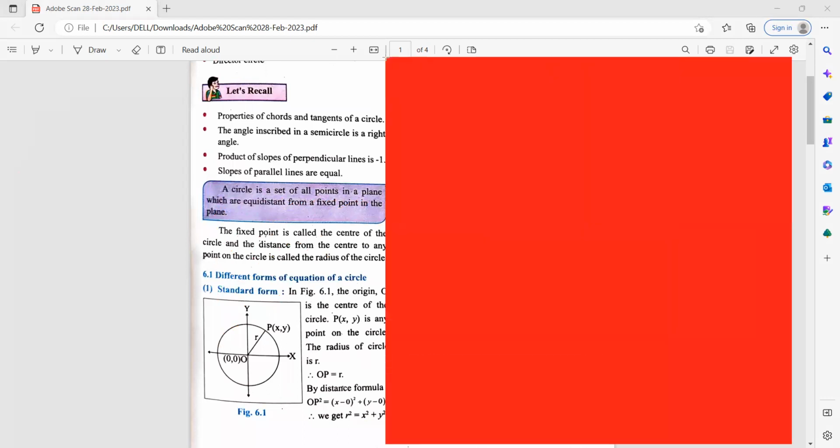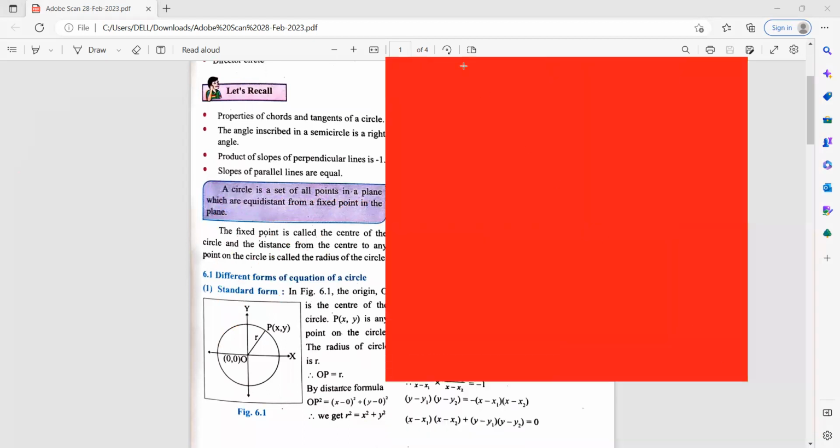So you have to define a circle. For defining a circle, suppose this is a plane, and now in this plane you have a fixed point, right? Now take all those points which are equidistant from this fixed point. So define a distance. Which fixed point? The red one is the fixed point.